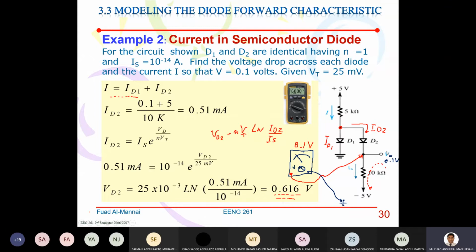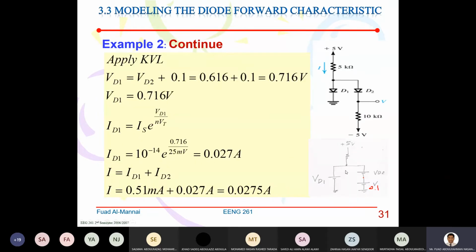Everybody get that? So now I'm going to redraw the circuit and replace the diodes by their equivalent model, that's on slide number 31. This is the same circuit here. This is 5K, this is VD1, and this is VD2, and here is 0.1 volt. Remember, this is 0.1 volt, and this is VD2, which is 0.616, right?